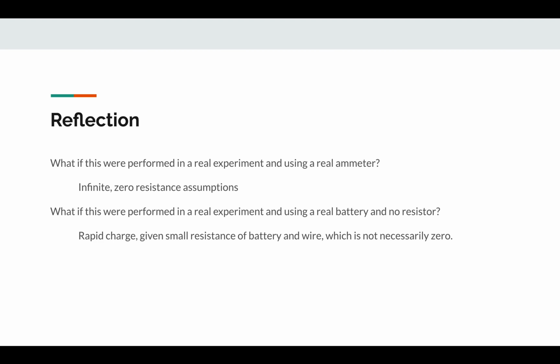And so if we performed a real experiment, we used a real battery and no resistor for the capacitance. We can estimate almost instantaneous charging time and discharge time because of the small resistance of the battery and the wire, which is not necessarily zero, but close enough that we can say that it's going to be very fast.